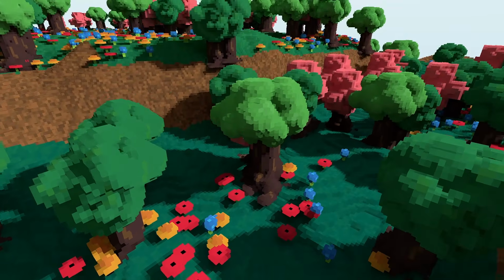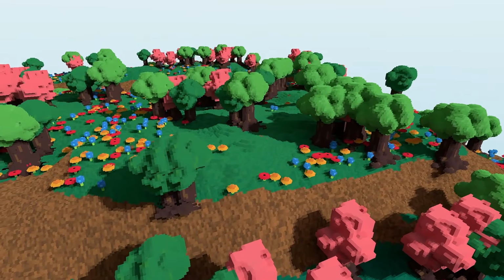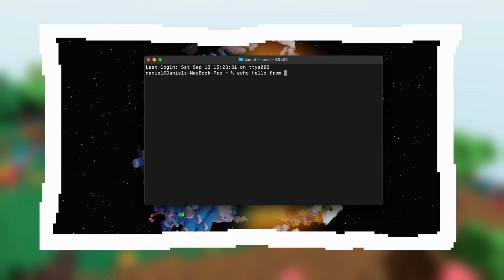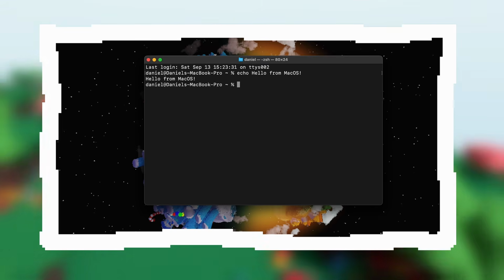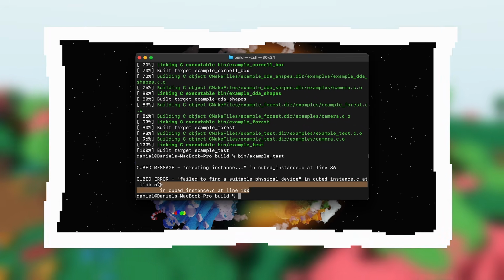I'm finally making some progress on my engine again, so I thought I'd share a quick update on where I'm at with the project. I recently bought a new MacBook to use for work, and I've really been enjoying it so far. The only problem was that my engine wouldn't run on it at all.